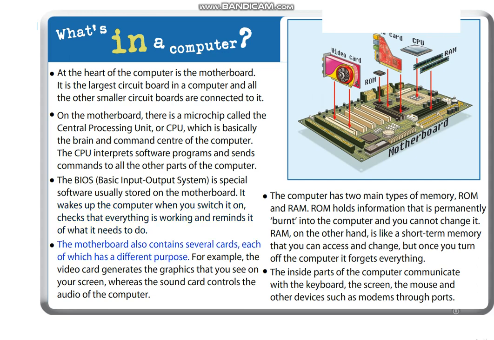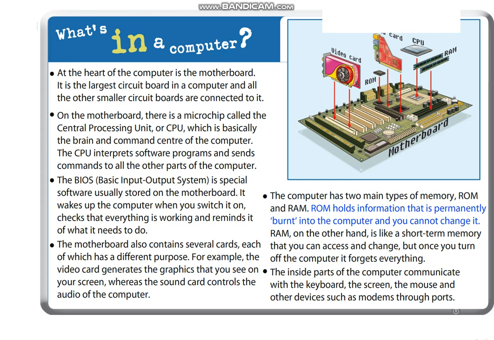The motherboard also contains several cards, each of which has a different purpose. For example, the video card generates the graphics that you see on your screen, whereas the sound card controls the audio of the computer. The computer has two main types of memory, ROM and RAM.